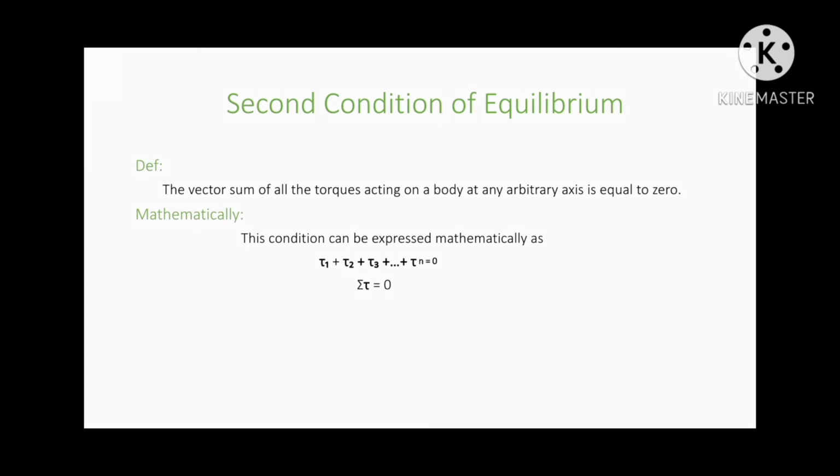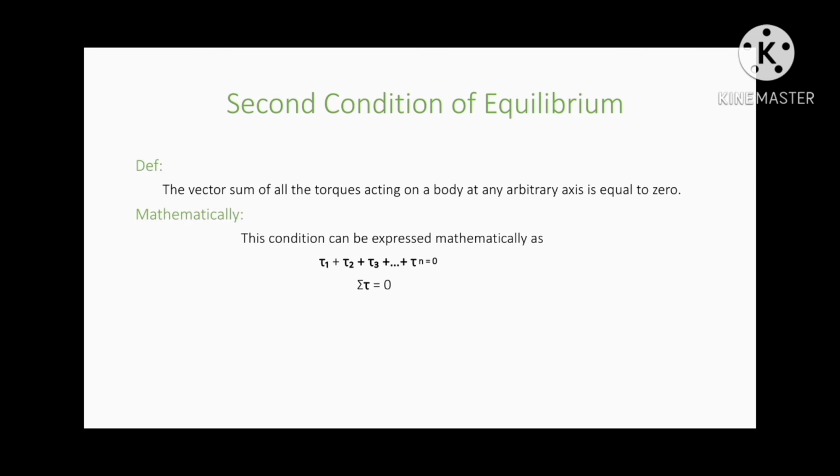Mathematically, this condition can be expressed as tau 1 plus tau 2 plus tau 3 plus tau n is equal to 0. Here, tau 1 shows the first torque, tau 2 shows the second torque, tau 3 shows the third torque, and tau n shows any number of torques. And this expression shows that the sum of all these torques is equal to 0.